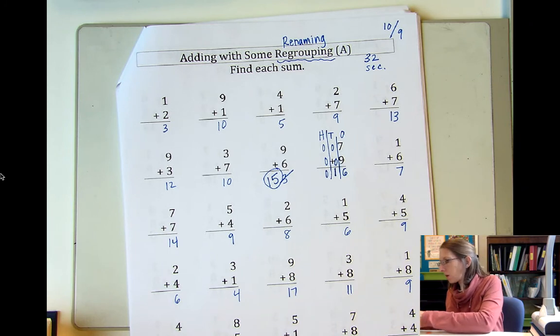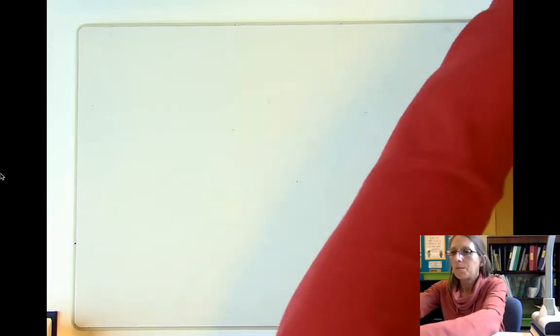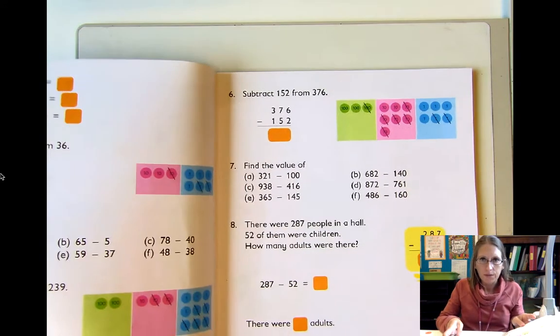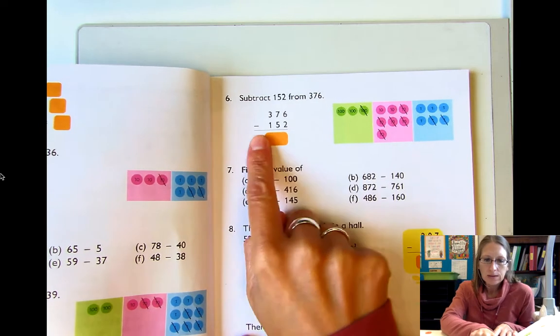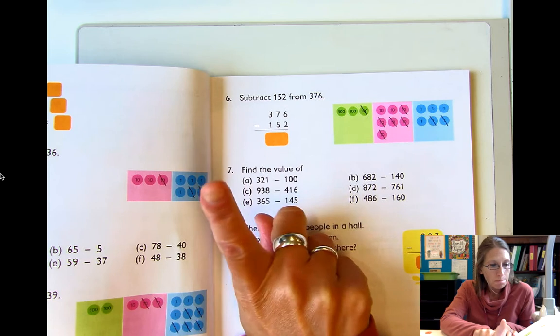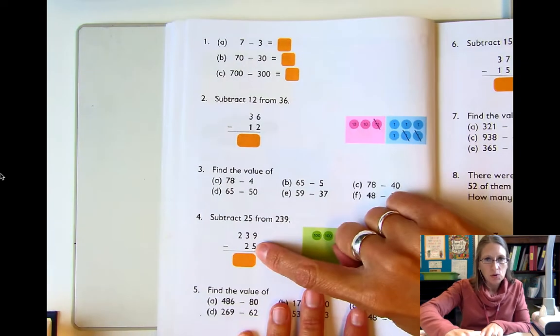We are going to look at page 37 today, okay, in our textbook. On page 37, we have a problem up here at the top. Today we're going to practice subtracting a 3-digit number. Yesterday we did a little bit of practice, but we were practicing just subtracting a 2-digit number.